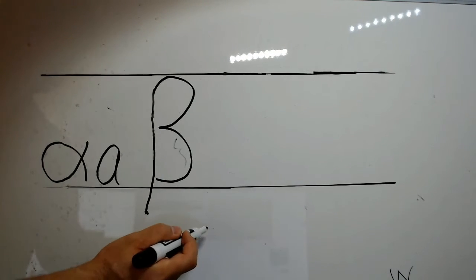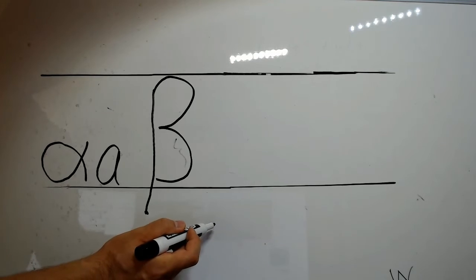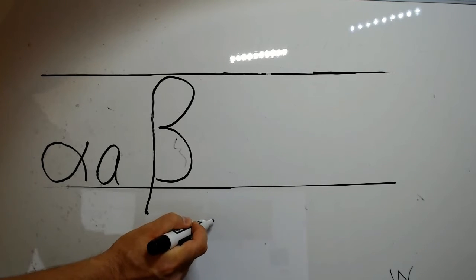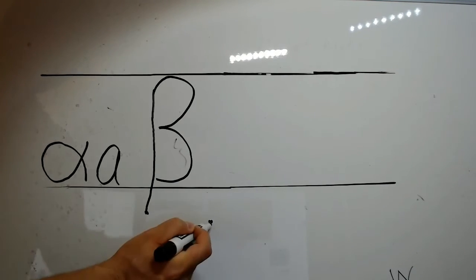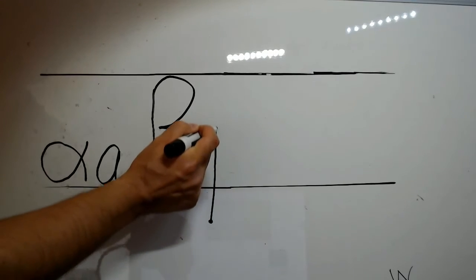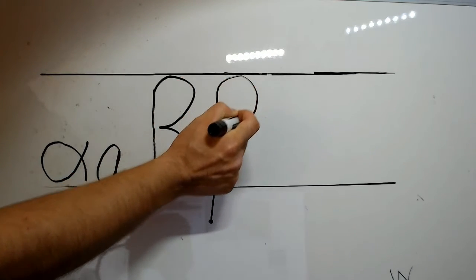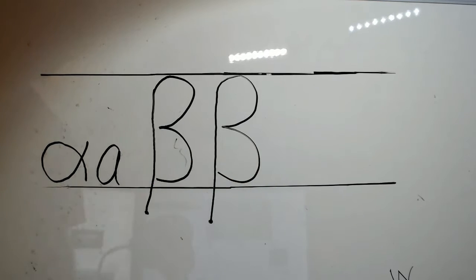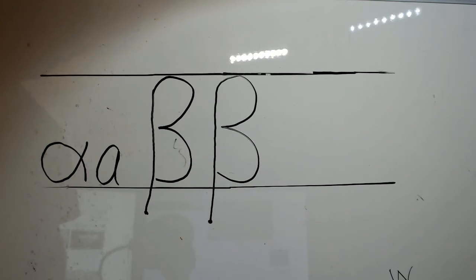I'll do that again. Hopefully this is not blocking too much of your view. You can see this on the video, but we're going to start down below here. Come all the way up to the top, curve around, and beta. Again, that hard English B sound.